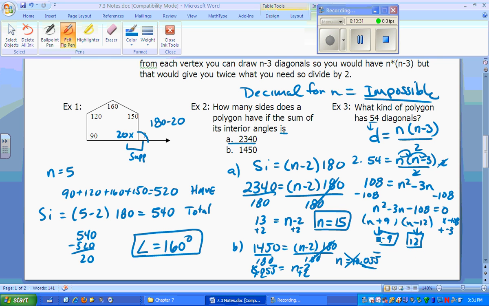Wait a second. How can a figure have negative 9 sides? We're not talking about a black hole here. So we'll get rid of the negative 9. So we have 12. It's a 12-sided figure. It says what kind? Well, that means you have to name the figure. And if you don't know what a 12-sided figure is, it's a dodecagon.